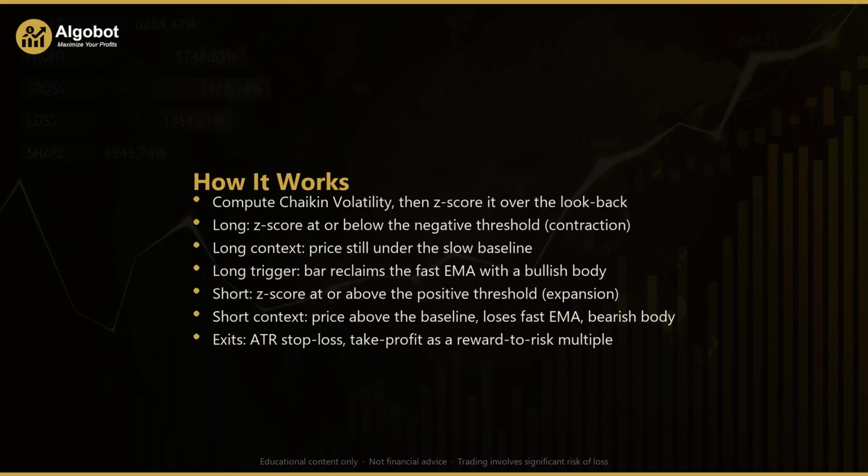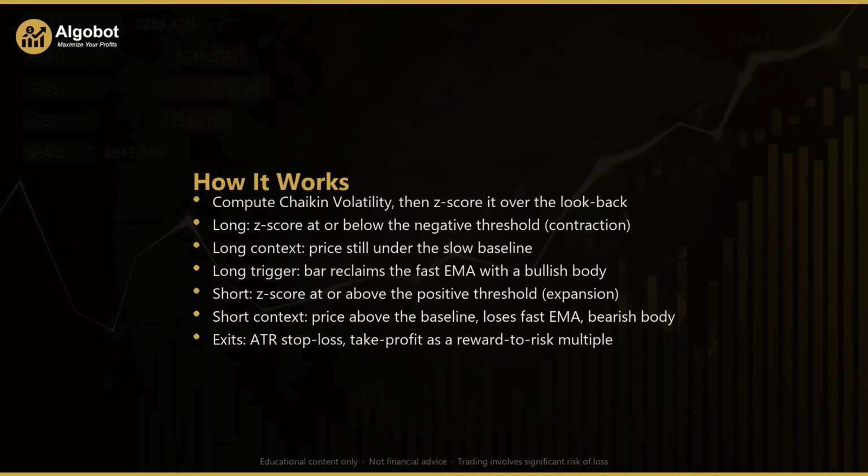Here's the full decision process, step by step. On every completed bar, the EA rebuilds its Chaikin volatility history, then standardizes the newest reading into a z-score over the look-back window, which by default is 60 bars. It also reads 3 supporting values: a fast exponential moving average with a default period of 8, a slow baseline moving average with a default period of 50, and the average true range over 14 bars for sizing the stop.